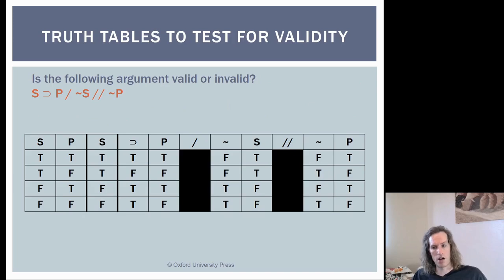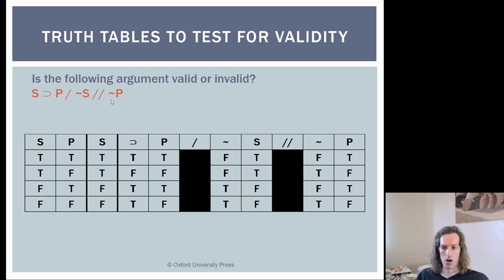So next, I have an example of a truth table for an entire argument. The first premise is if S then P. The second premise is not S. Therefore, not P. Not P here is our conclusion, and the other two propositions are each premises. The major operator for the first premise, if S then P, is going to be the conditional, and the major operator for the second premise, not S, is going to be the negation. And the major operator for the conclusion is the negation.